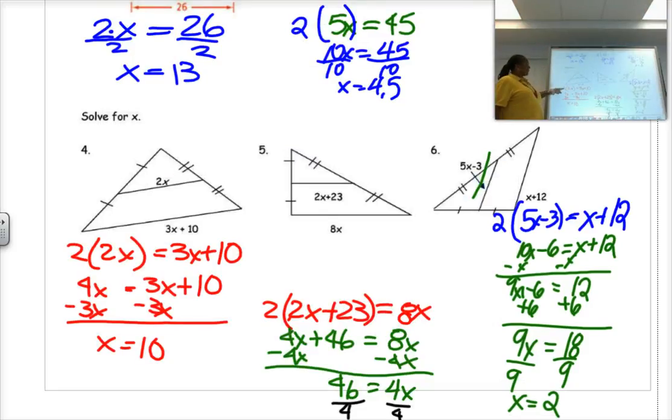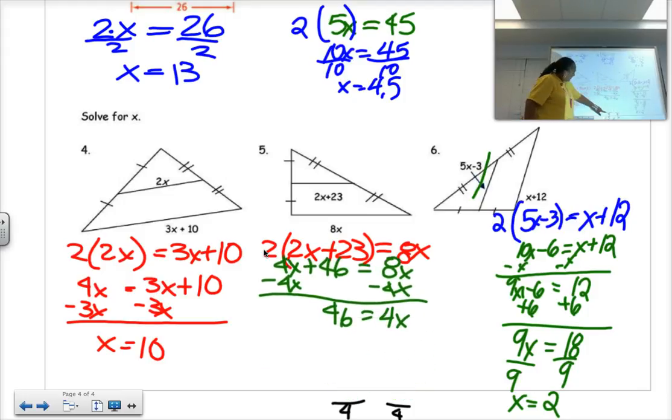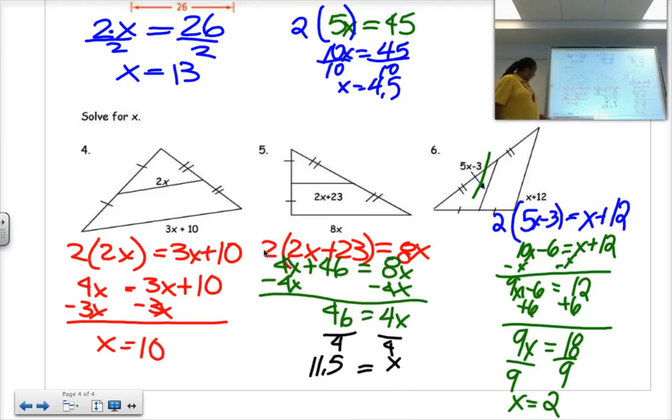Let's see. 2 times 2x is equal to 3x plus 10. Everybody got that, I believe. This one's way down low, sorry. 2 times the midsegment, which is 2x plus 23, so 2 times (2x plus 23) equals 8x. And then we got 11.5 is our x. Anybody have questions? Oh, this is it.